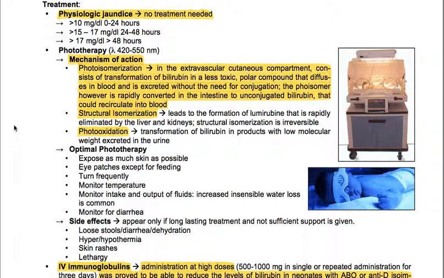Structural isomerization leads to the formation of lumirubin that is rapidly eliminated by the liver and kidneys. Structural isomerization is irreversible. Photooxidation leads to transformation of bilirubin into products with low molecular weight excreted in the urine.